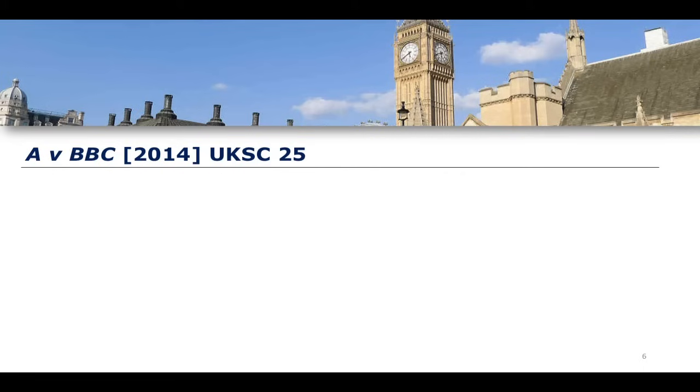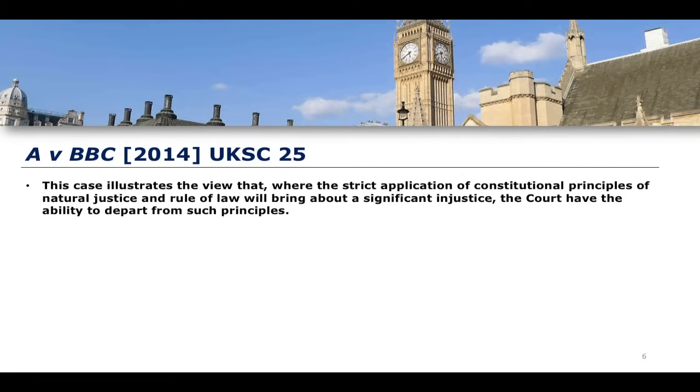A more recent case is from 2014. This is a case of A versus the BBC, and this goes all the way up to the Supreme Court. Now, what this case is illustrative of is that where there is a strict application of the constitutional principles of natural justice and the rule of law, in circumstances in which there may be the creation of significant injustice, the court will have the ability to depart from such principles. So basically what it's saying here is, in certain circumstances, a strict application of natural justice might in fact bring about significant injustice, and in those circumstances the court will have the ability to depart from the principles.